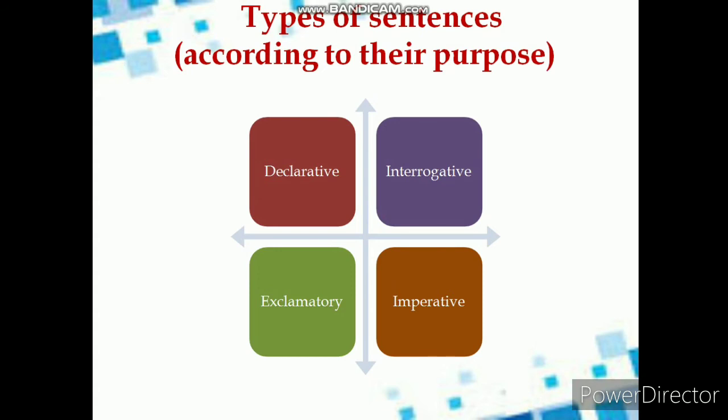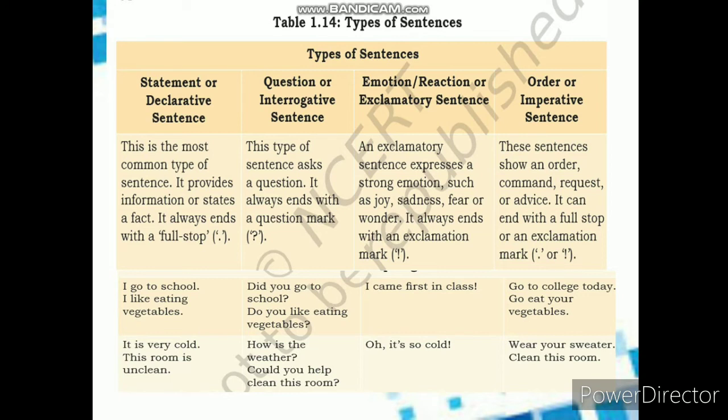There are 4 types of sentences: declarative, interrogative, exclamatory and imperative. We will study the 4 types of sentences with their examples. First is declarative or statement. This is the most common type of sentence. It provides information or states a fact. It always ends with a full stop. Example, I go to school. I like eating vegetables. It is very cold. This room is unclean.